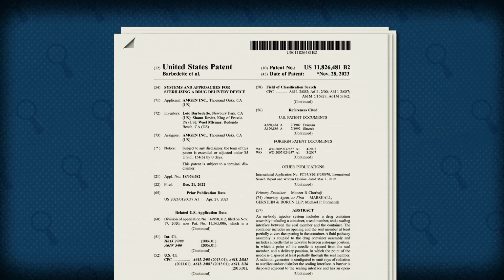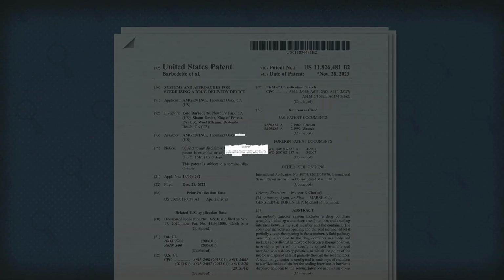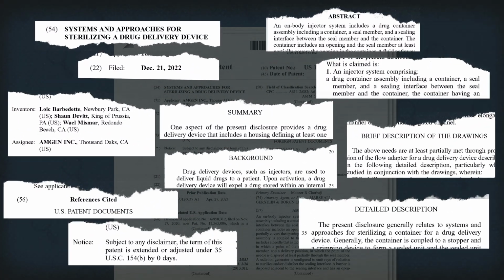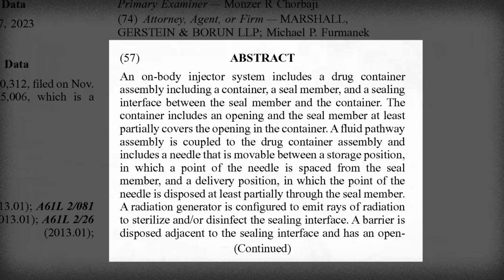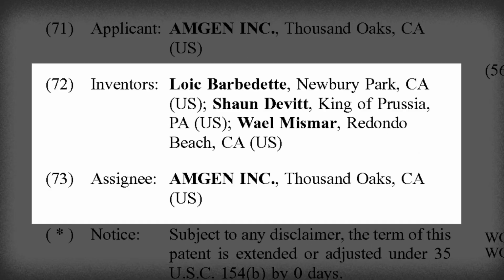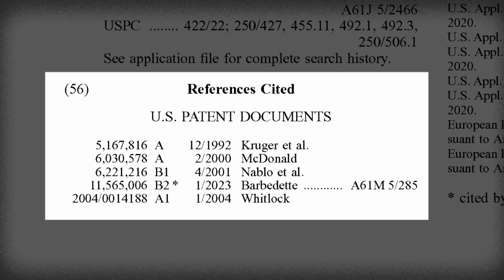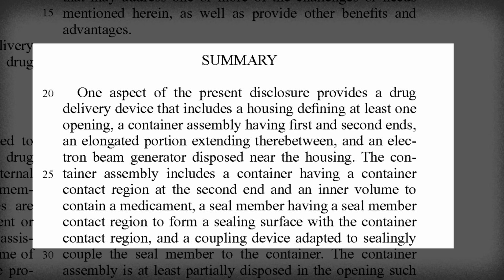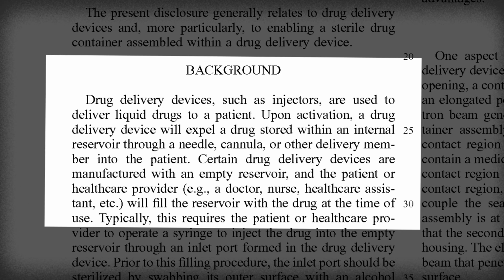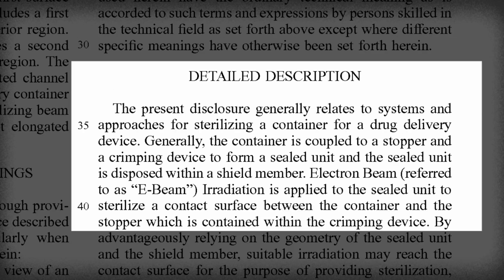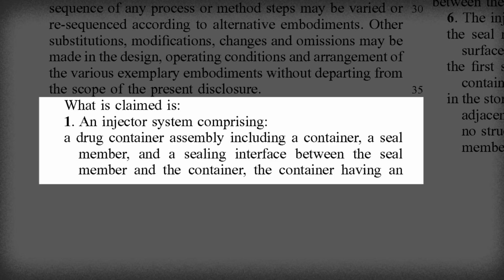A patent might seem daunting when you first look at it, but once it's broken up into its parts, it's much more digestible. We're going to look at the title, abstract, filing date, inventors and assignees, references cited, the notice section, the summary, the background, a brief description of the drawings, the detailed description, and the claims.